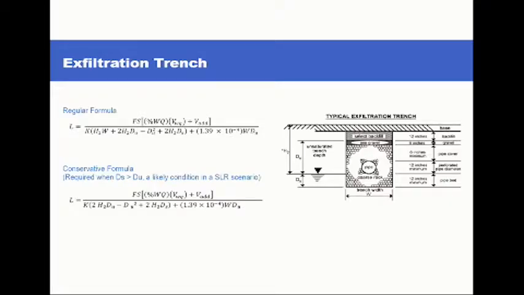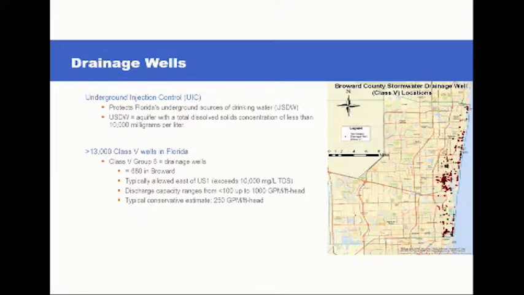I really hope that there's some neat new technologies that come out. But until that happens, we do have tools right now that we use, and I'm going to go over two of them today, that are adaptable to sea level rise. One of them is exfiltration trench. We use this all the time, every day. As the water table rises, the trench becomes more saturated, and it becomes less effective. But there's a formula for that. It's called the conservative formula. We know we can predict how the trench will operate when sea level rise occurs.